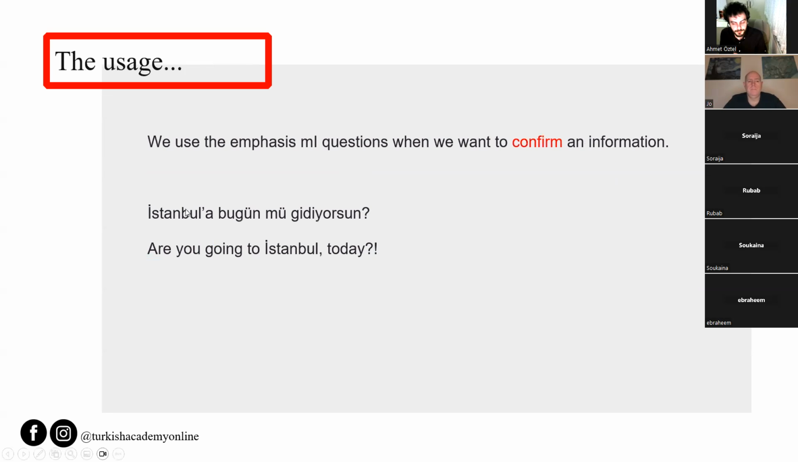Okay. So I'm gonna talk about the usage of this mı/mu. I mean, I already kind of mentioned. If I want to confirm that I understand the sentence correctly, like, I'm meeting Joe in Istanbul. Oh no, I'm meeting Joe in Izmir. And he's going to Istanbul, but I'm not sure if he's going today or tomorrow. So I'm just going to confirm. He told me this information, but I'm just going to confirm.